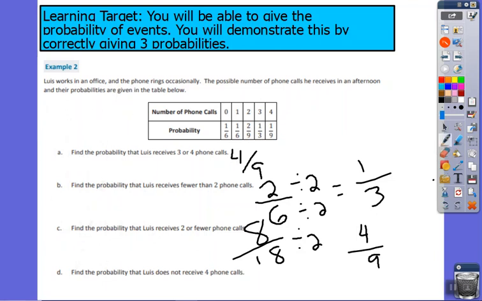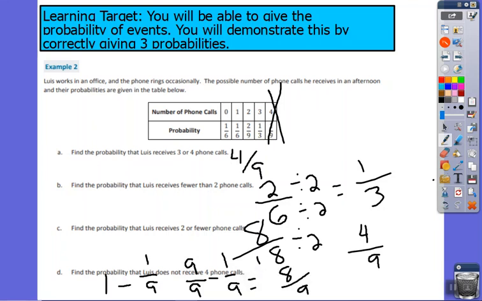Okay, lastly, what is the probability he does not get 4? So if it's not 4, it's got to be all these other ones. So we could do this 100% again, taking the whole and subtracting 1/9. Well, that's not very easy until I change the 1 to a fraction. And what should I use as my bottom? How about 9ths? So a whole would be all 9 out of 9 minus that 1 out of 9 means that he has an 8 out of 9 chance of not receiving 4 phone calls.